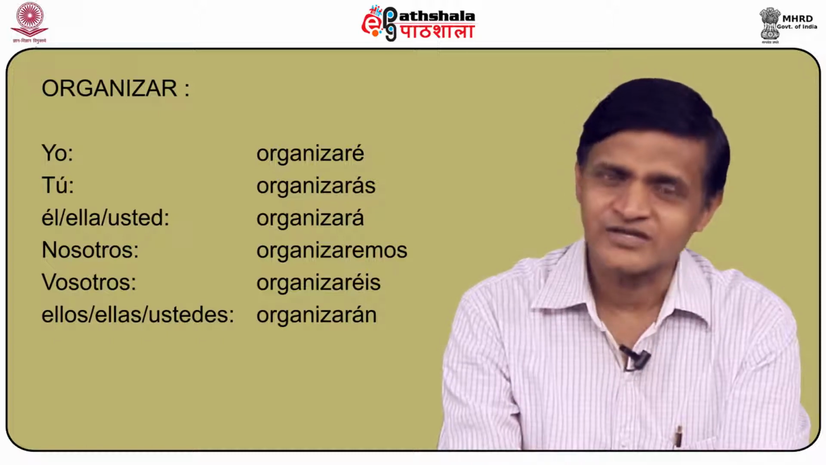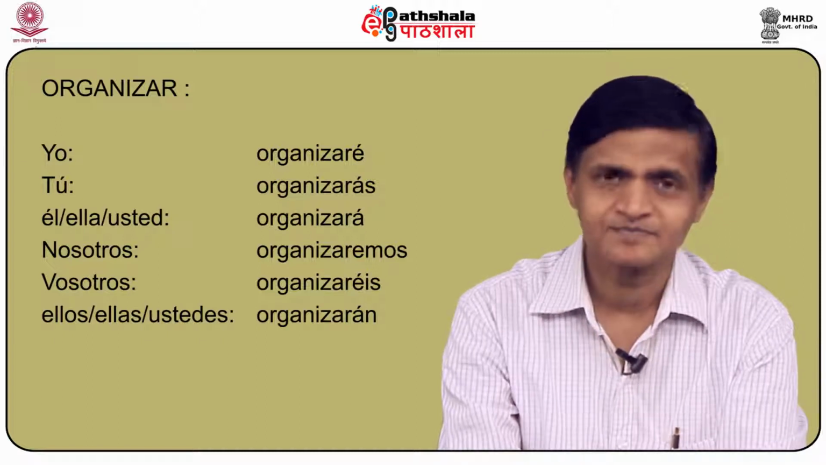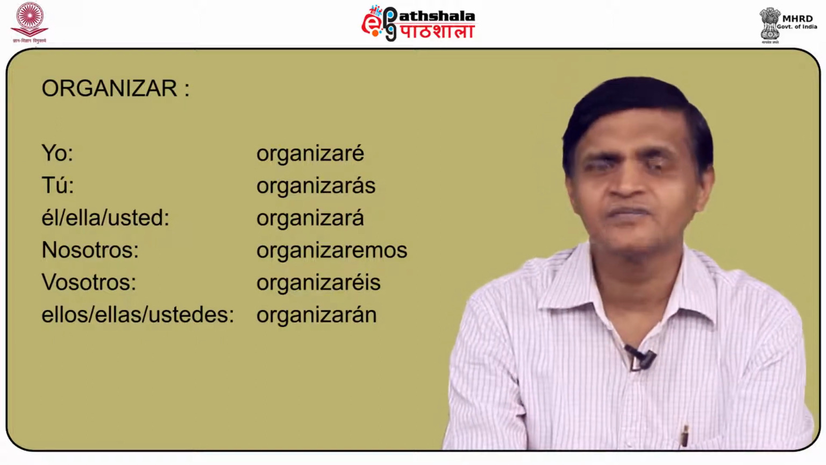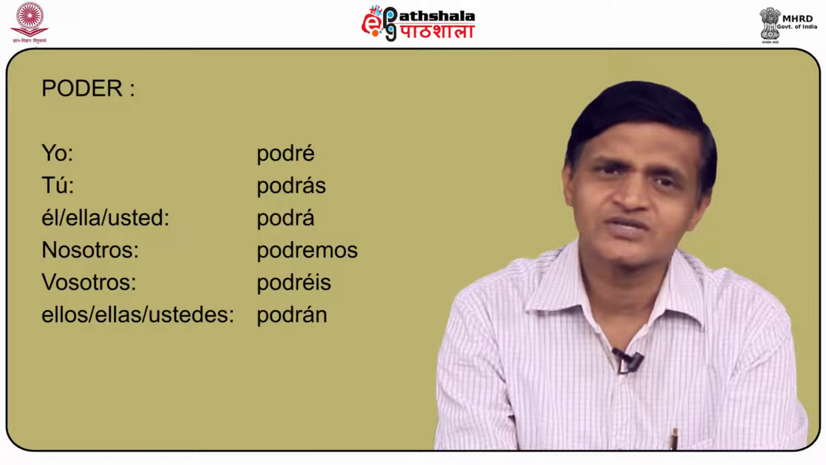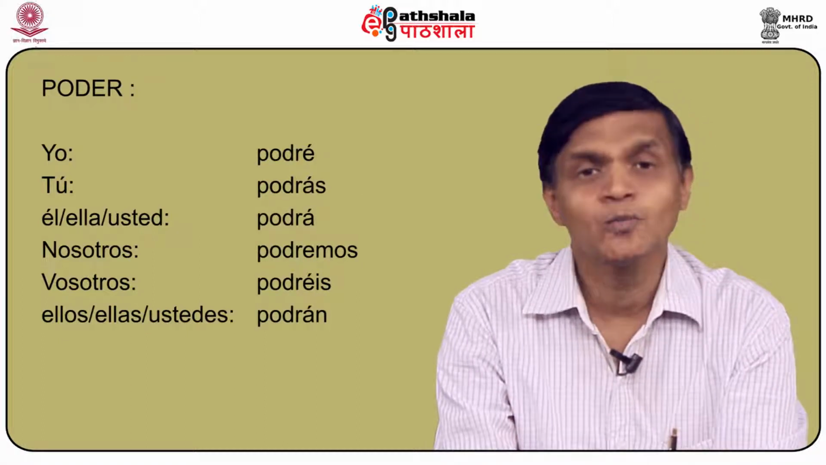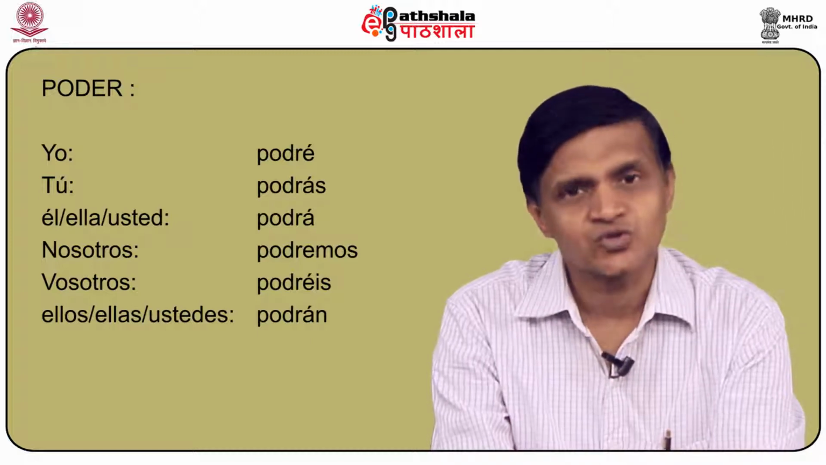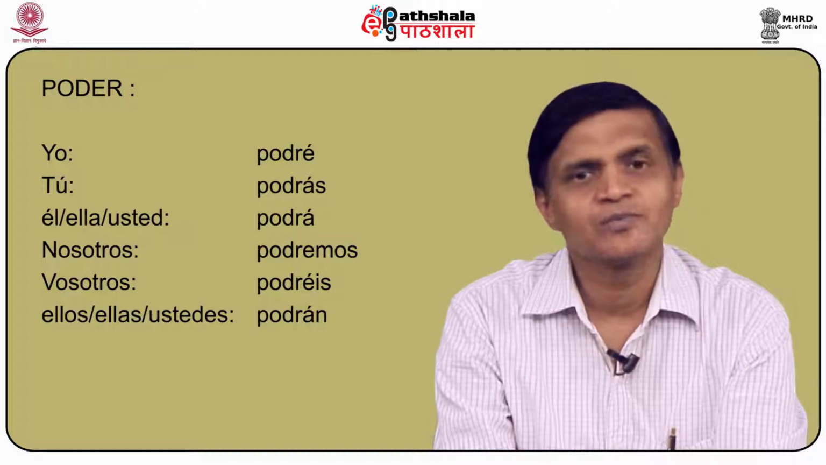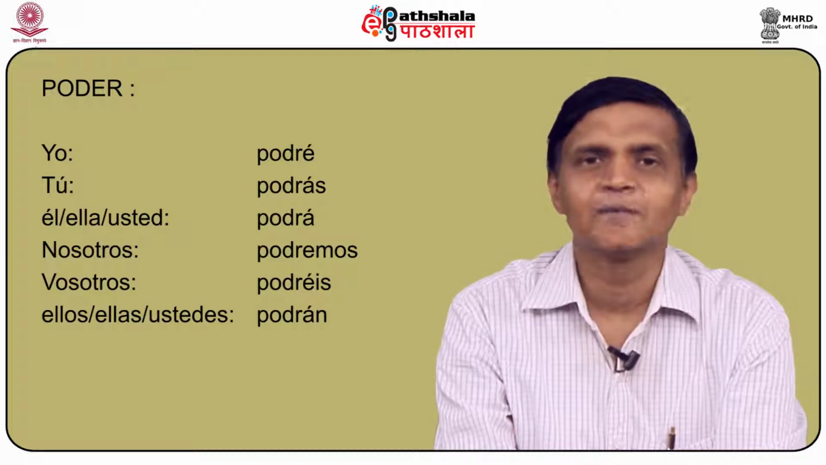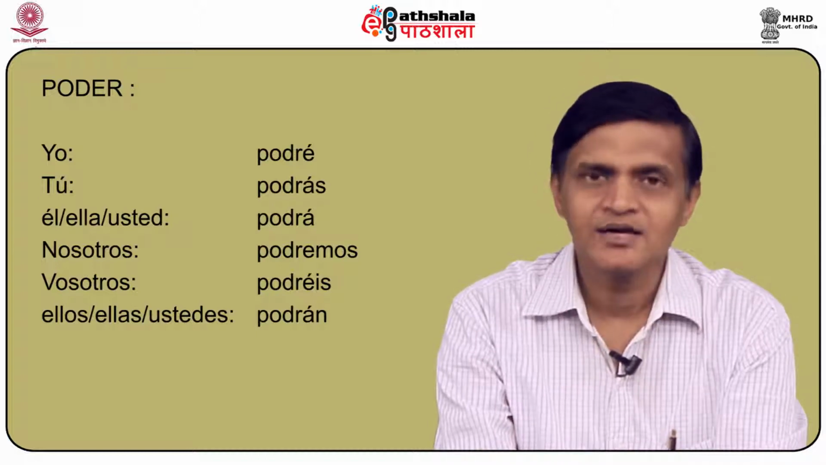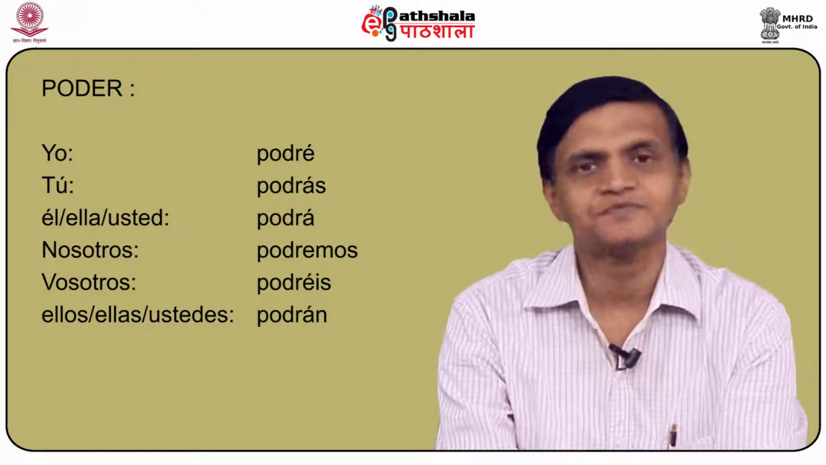Once you have learned the pattern of how to conjugate the verbs in the future tense, all the verbs follow the same pattern. Poder is also another verb, but it changes a bit, so we'll see how it is done. Poder in the future is conjugated in the following manner. Yo podré, tú podrás, él, ella, usted podrá, nosotros podremos, vosotros podréis, and ellos, ellas, ustedes podrán. I repeat, podré, podrás, podrá, podremos, podréis, and podrán, without an accent on the podremos.